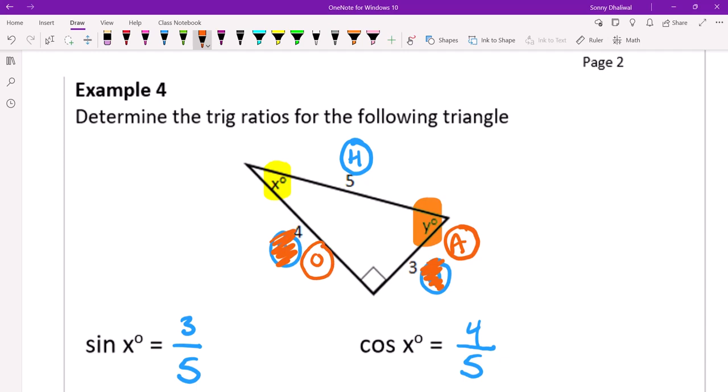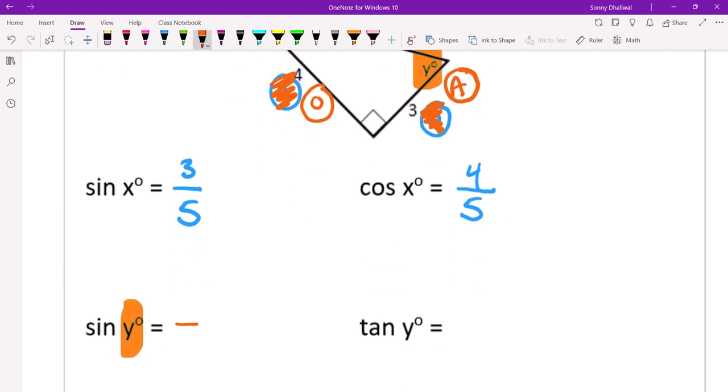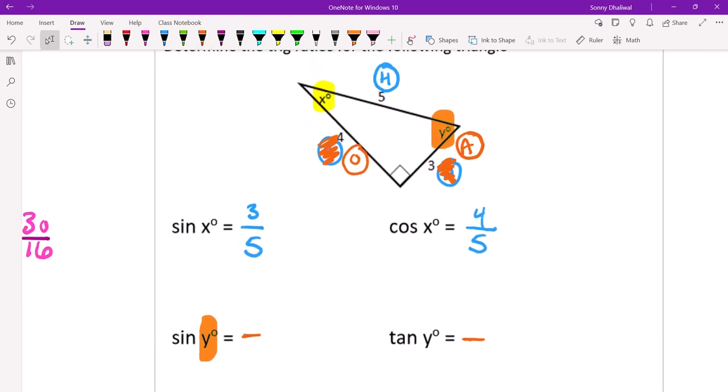So these formulas are dependent on which angle you're working with. If you're now talking about angle Y, well, that's the one across from it, and that's the one next to it. All right? So going over here, our sine formula, and this time a tangent formula. Sine, opposite over hypotenuse. What's the fraction? 4/5. Tangent is opposite over adjacent. What's the fraction? 4/3. Okay?